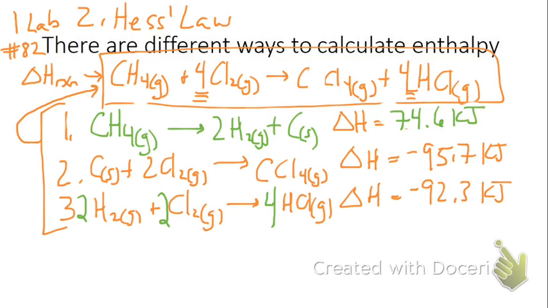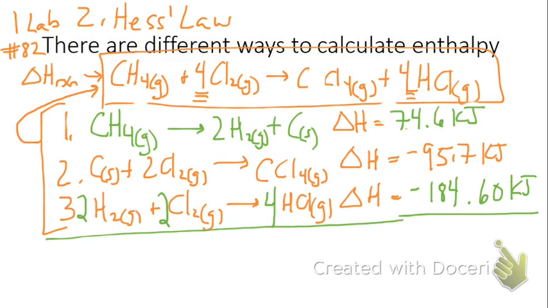So if we multiply everything by 2, then we need to multiply the delta H by 2. It keeps the same sign because we did not flip it, but it'll be minus 184.60 kilojoules. Now, what Hess's law allows us to do is to add these equations together. Whatever you see on the reactant side and whatever you see on the product side, if they match, just like with a net ionic equation, you can cross them off.